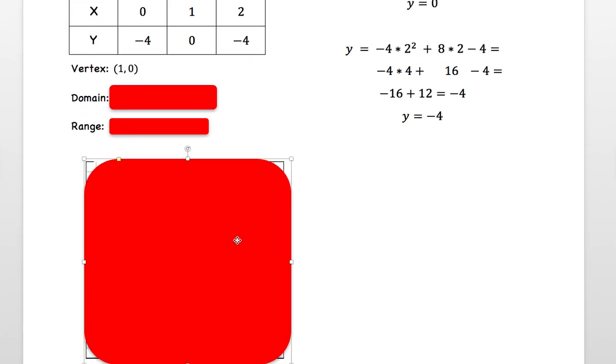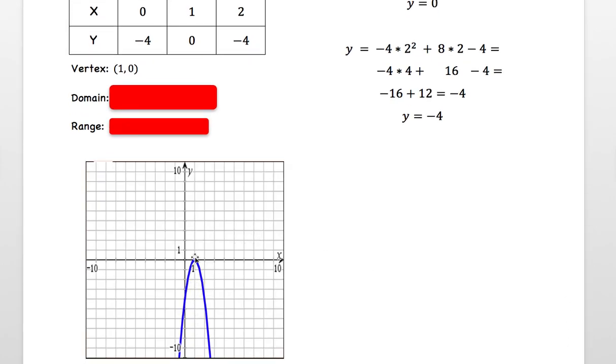All right. So let me uncover the graph. This is what our graph is going to end up looking like. When x is 1, we're at 0, so our vertex is right here. When x is 0, our y is -4, which we see right here. It almost looks like it's at -3, but it's actually at -4. If you look closely, it's at -4. And when x is 2, our y value is also -4.